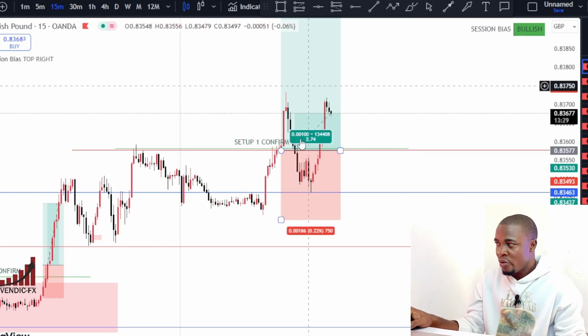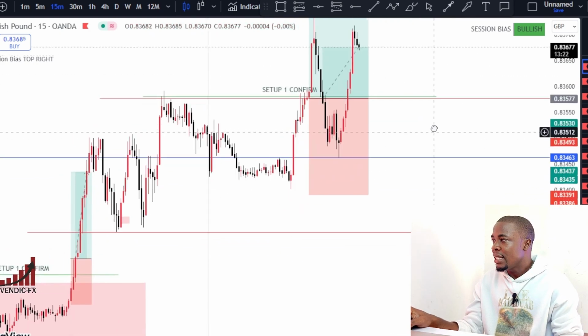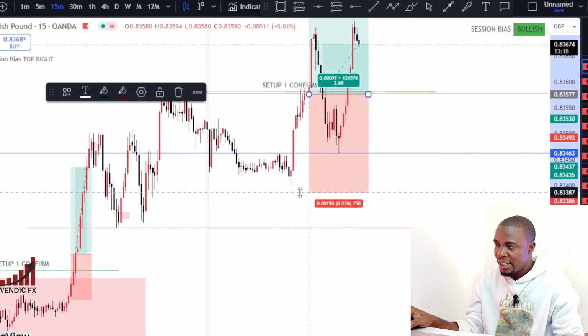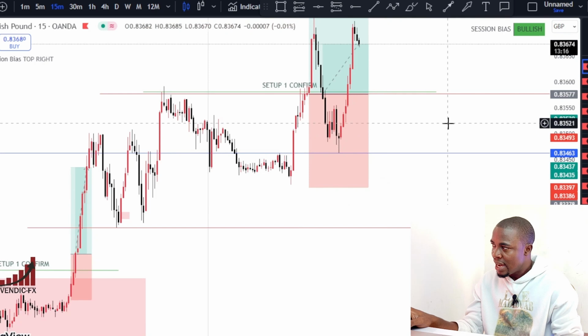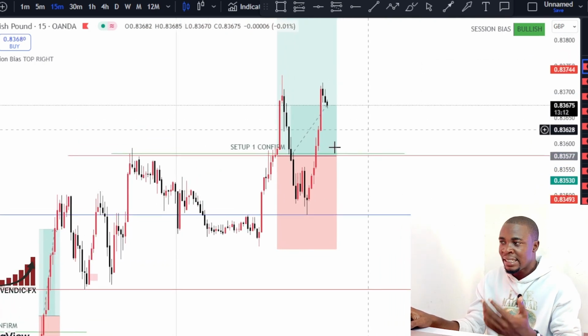All right, so if your setup one is being confirmed, just take the trade and allow it to run, and then make sure that the stop loss is below the previous range that was created, the previous low that was created, and then you run the trade with that. Okay, so that's the strategy. It's as simple as that.